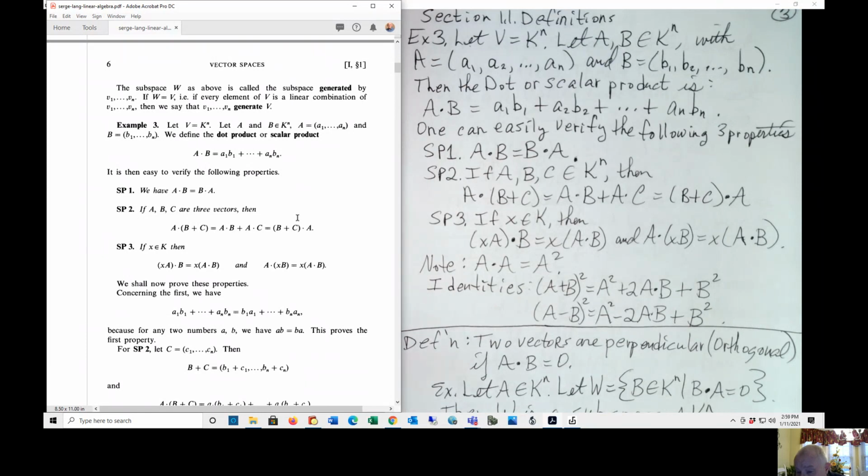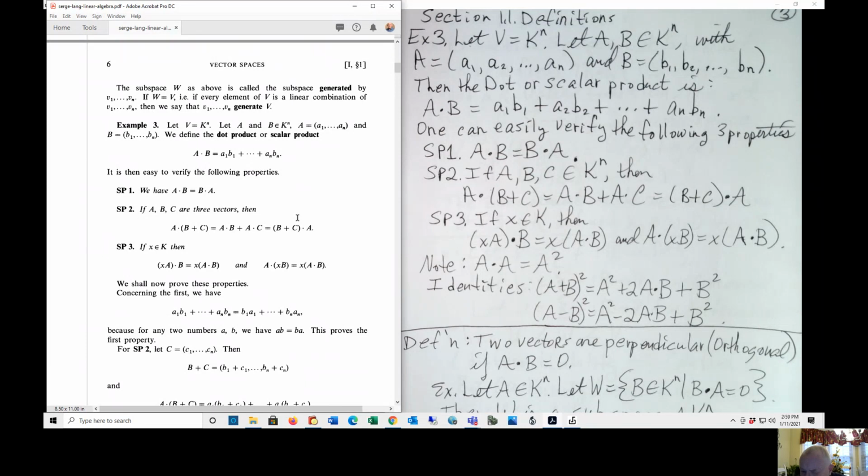A dot B equals B dot A. Second, it is distributive across addition. A dot (B plus C) is A dot B plus A dot C, or if you reverse it with the commutative property, (B plus C) dot A is B dot A plus C dot A. And then the third one says it really doesn't matter where scalars are in a dot product. They can go in and out as they please. A scalar x can go anywhere in a dot product or scalar product.